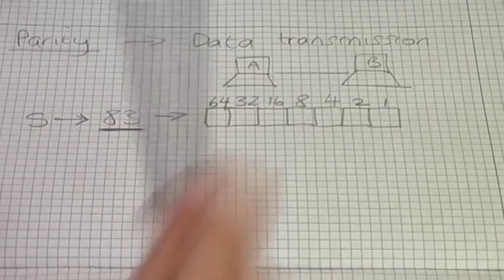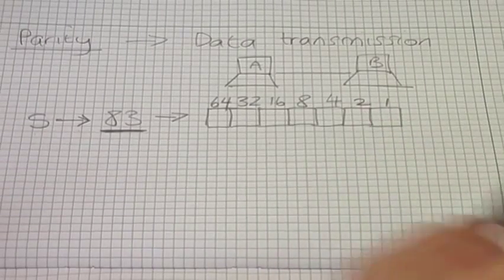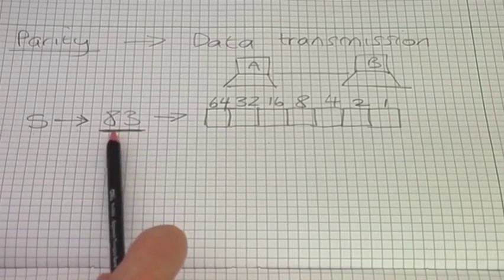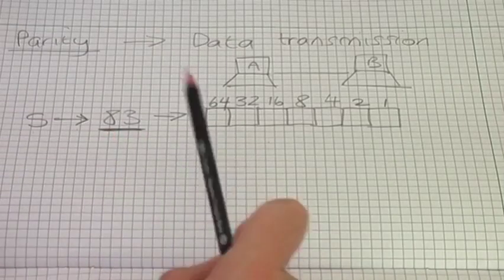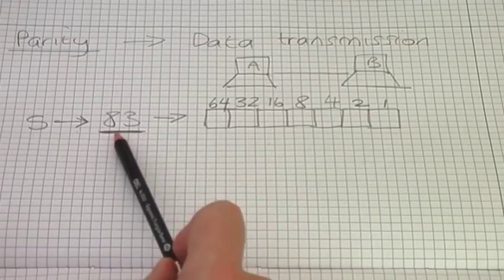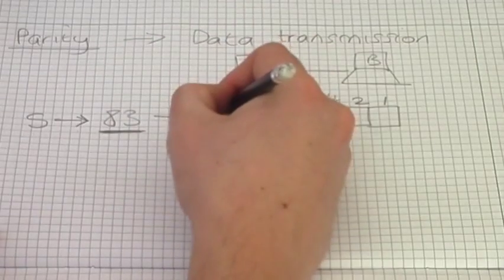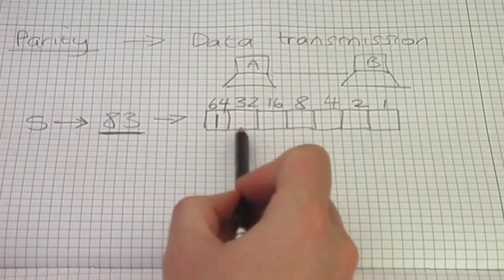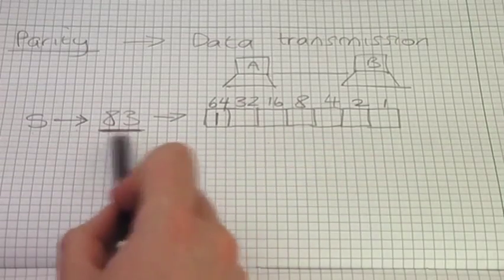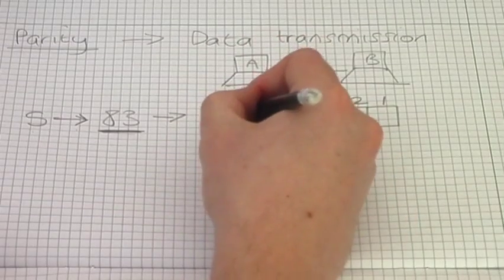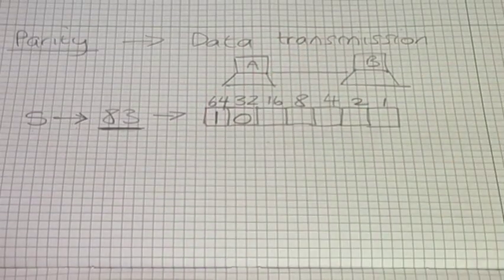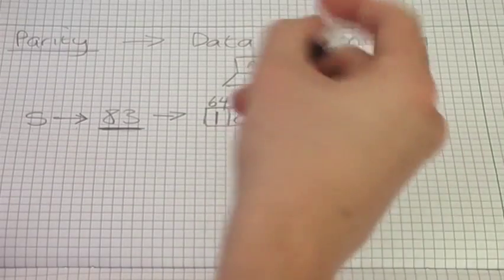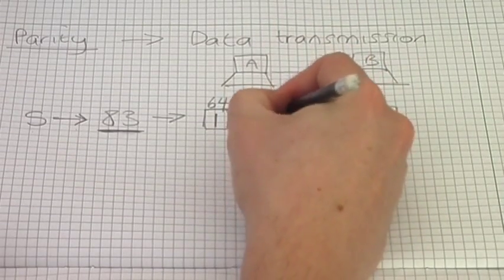Okay, so I've got 7 bits. Now what I want to do is make the number 83. So again, this is just revision. What do we need to make the number 83? Well, if I start from the left, do I need a 64 to make 83? Of course I do, so I'm going to put a 1 in there. Do I need a 32? Well, 64 plus 32 is 96. That's bigger than 83, so I don't need a 32. Do I need a 16? Well, 64 plus 16 is 80, so yes I do, because that's less than 83.